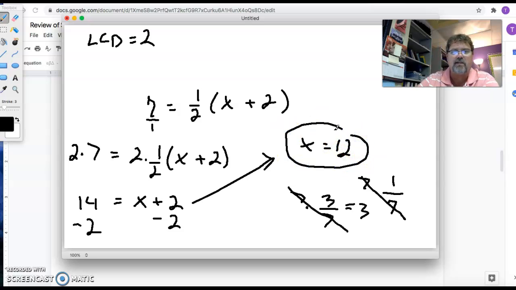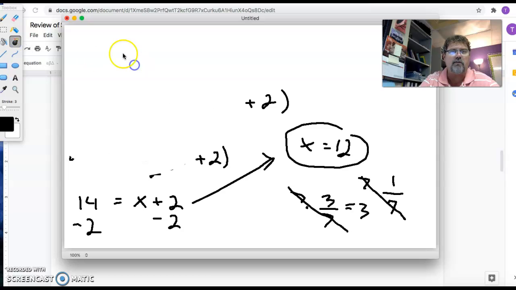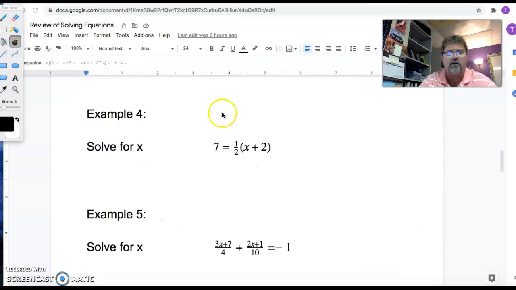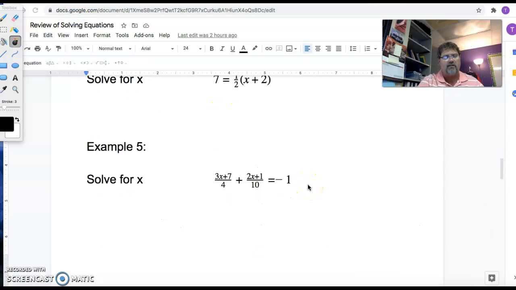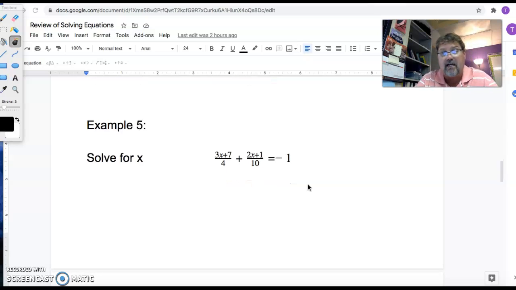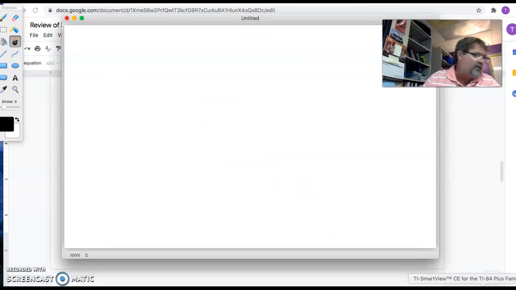I hope that was helpful. To check it, 12 plus 2 times 1/2 is 7, so that works. We're going to do another one that's a little more complicated now. We're going to take a look at example 5. In this case, we will need to look for an LCD. It is not just the one denominator, so this will be a good one to learn on. And I'm hoping I can get a few of you to do this.